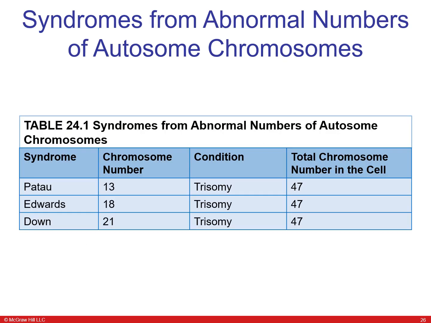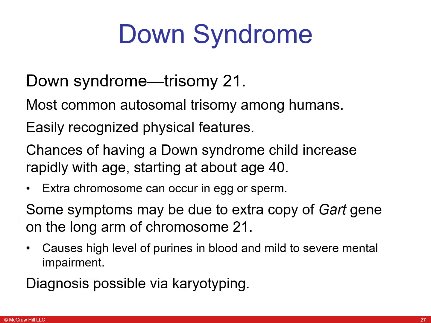So here are the syndromes and changes in chromosome number. Down syndrome is when you have 3 chromosome 21s. It's the most common autosomal trisomy among humans, and it has easily recognized physical features. The chances of having a Down syndrome child increase rapidly with age, starting about age 40, and the extra chromosome can occur in the egg or sperm.